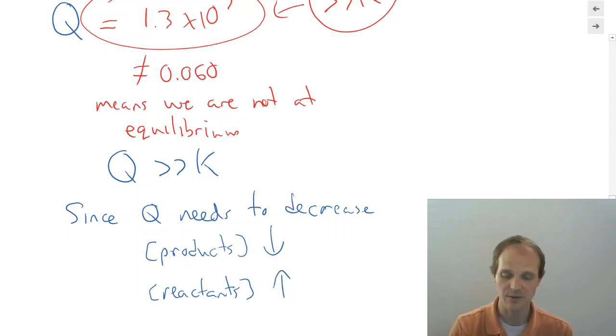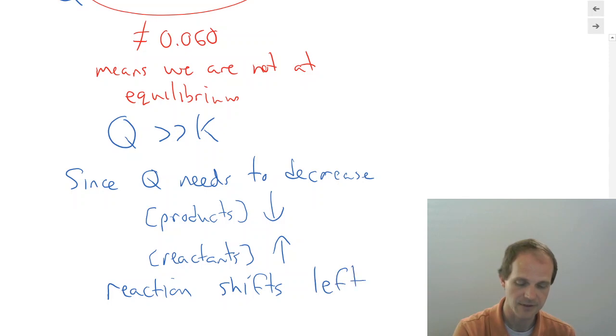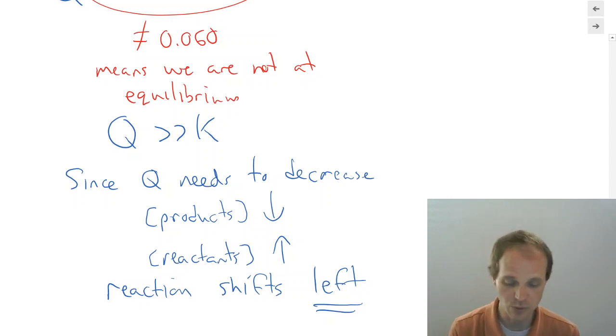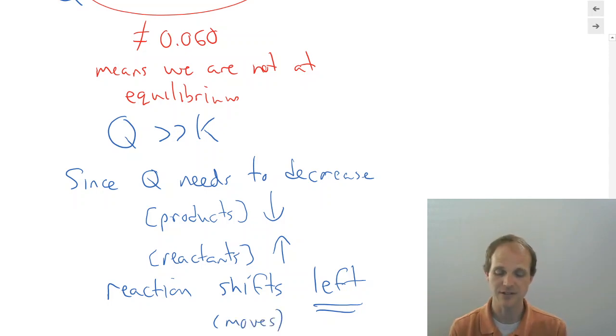But in the long run, what's going to happen is our products are going to go down, our reactants are going to go up, and we're going to say this reaction shifts left, right? Because reactants are always written on the left, products are always written on the right. So as we increase reactants and decrease products, we call that the reaction shifting or moving to the left. You can also say the reaction is shifting towards reactants or shifting towards products, but for whatever reason, people generally use left and right when they talk about this.